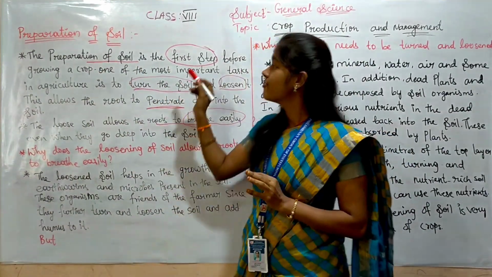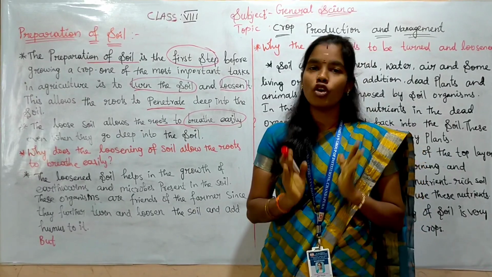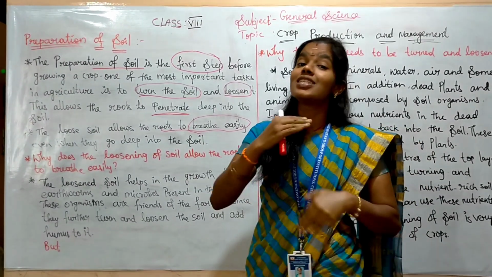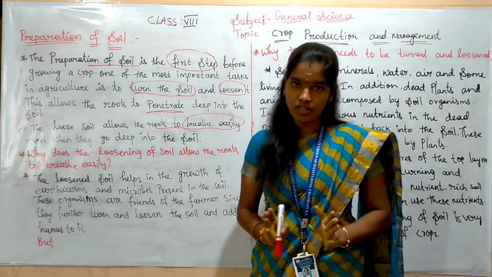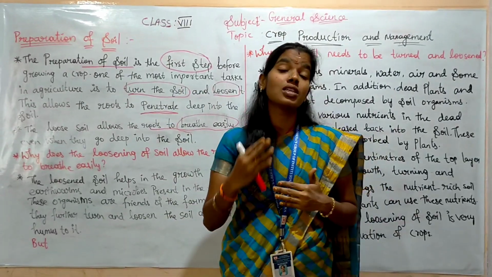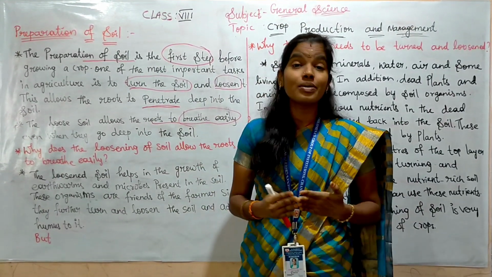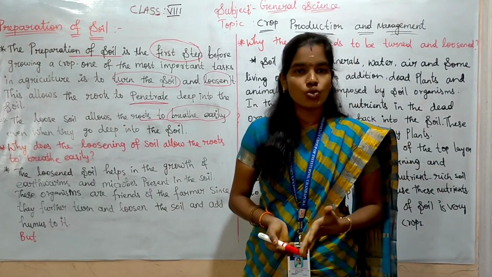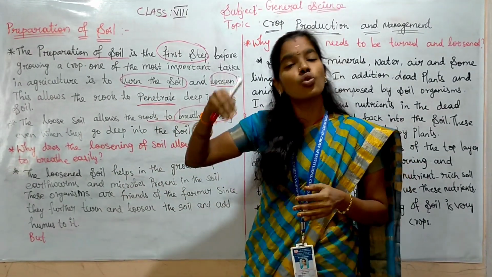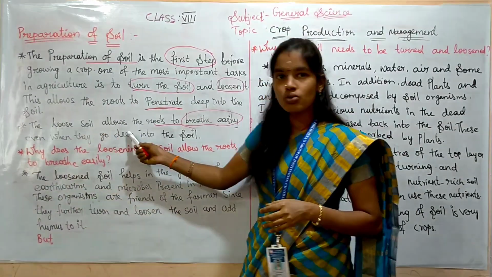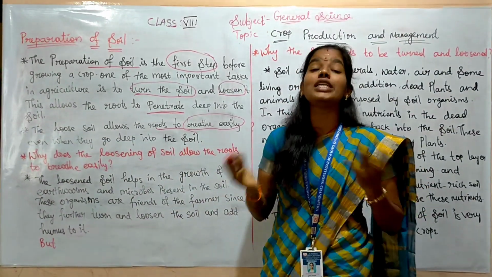So preparation of soil is the first step before growing a crop, and one of the important tasks in agriculture is turning the soil and loosening it. What is the use of turning the soil and loosening it? What will be the advantage? Loosening and turning the soil allows the roots to go deep into the soil, and the loose soil allows roots to breathe easily also.